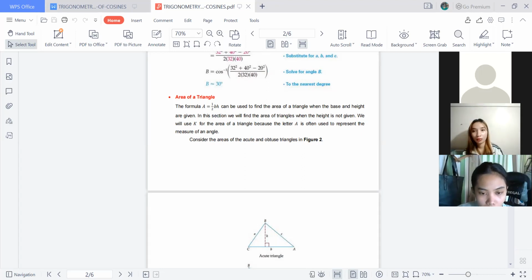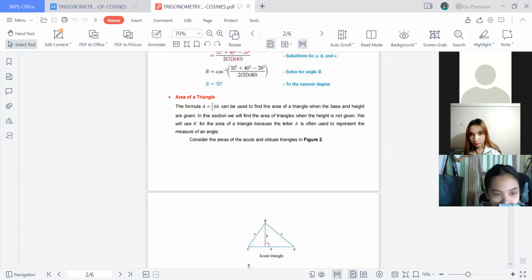We will use K for the area. So we denote area of a triangle using K because the letter A is often used to represent the measure of an angle. Instead of using letter A, kasi diba sa area of a triangle, we use letter A for the area. But here, we're going to use letter K since baka kasi we denote also angle A using uppercase letter A. So instead of A, we're going to use letter K.